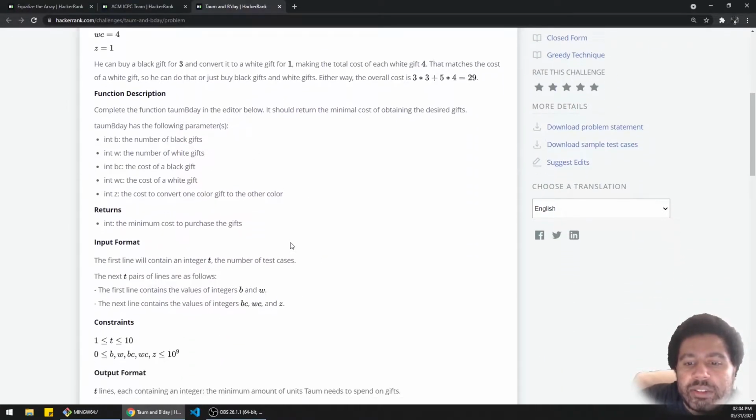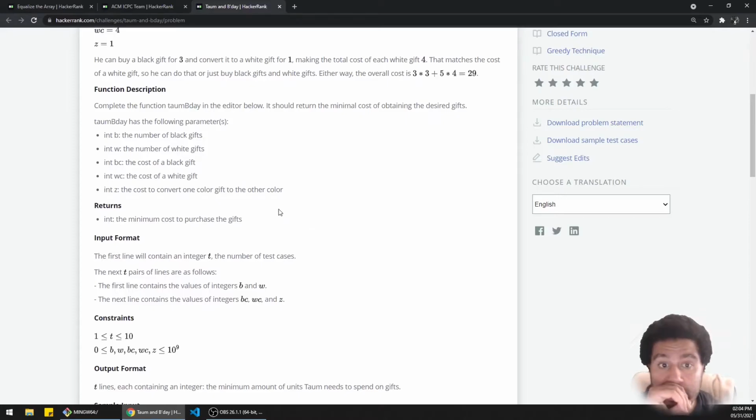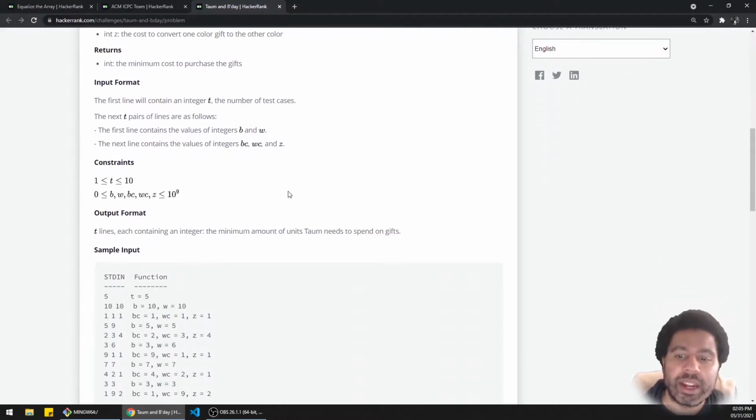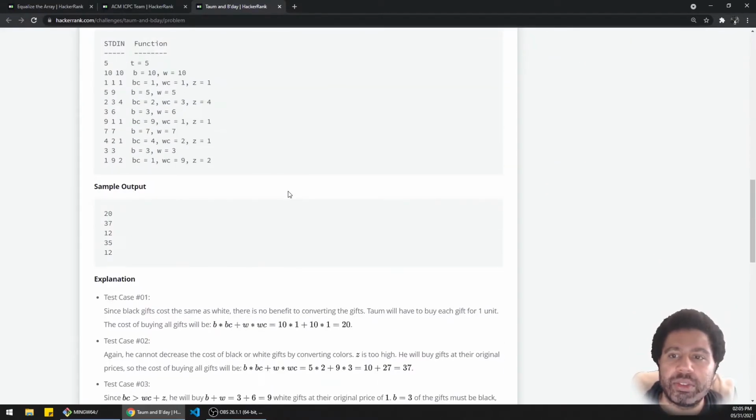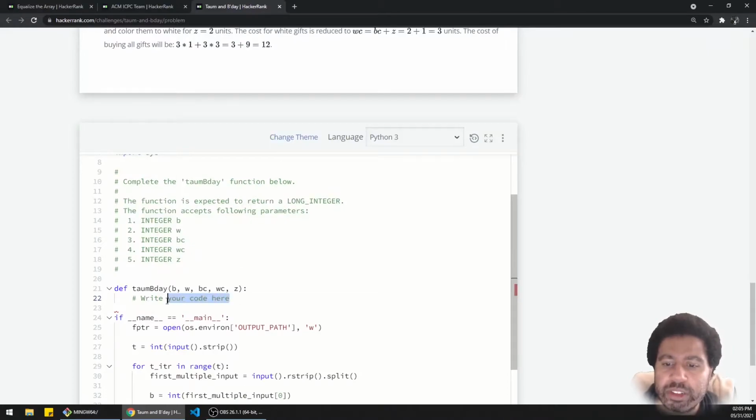So you're basically creating a function that is going to give you the minimum cost. You're trying to decide whether it's easier to buy the gifts outright or to buy one side of the gifts and then just convert. I think that's fairly straightforward. For the most part it's just figuring out which one costs more than the other.